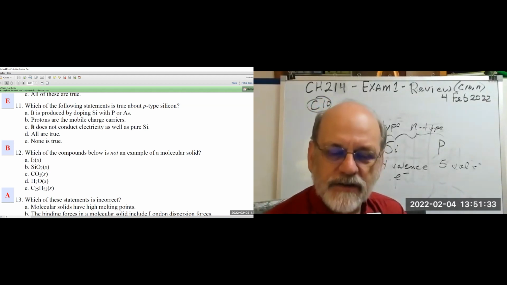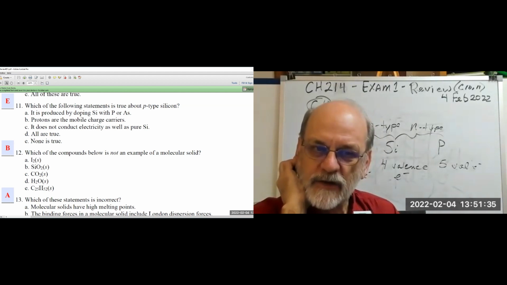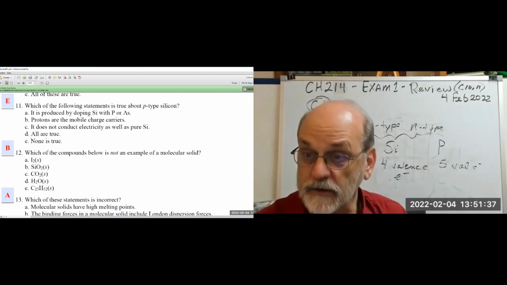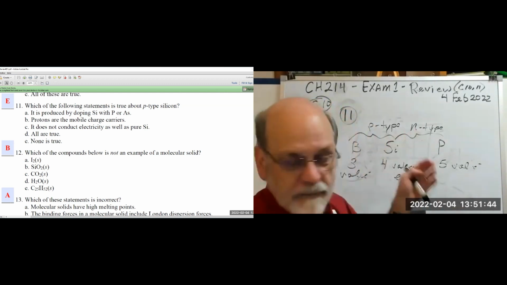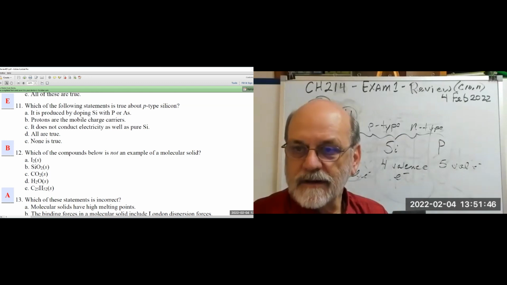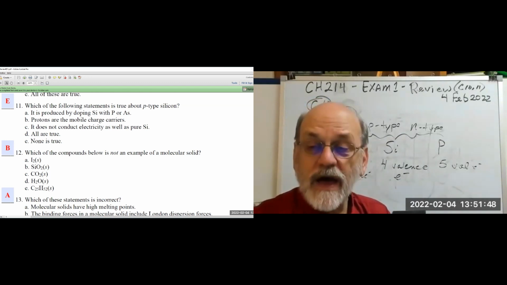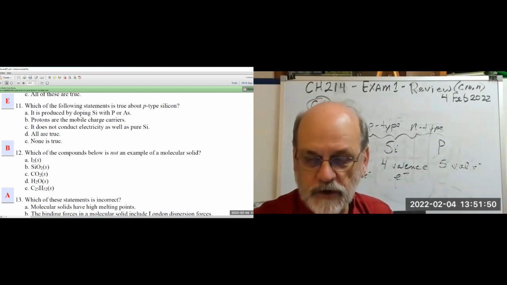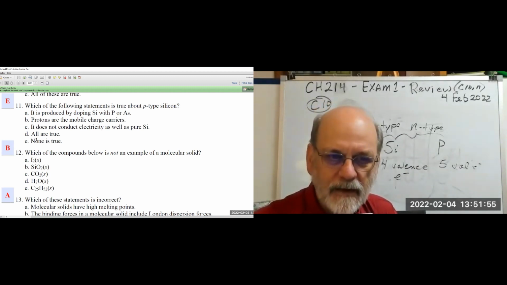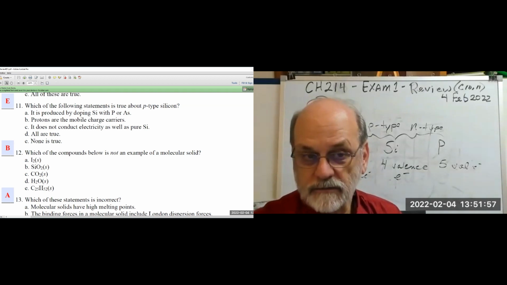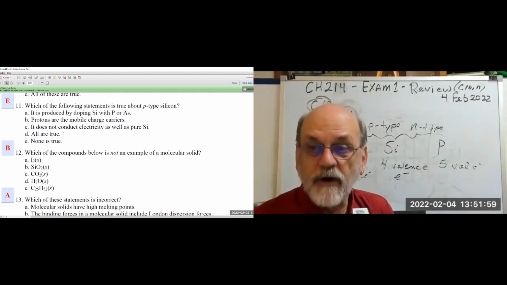It does not conduct electricity as well as pure silicon. That's false. Silicon is a good insulator. But once you produce this unbalance in the charge, now you have the ability to move charges. These are semiconductors. So none are true. All three of these statements are false.